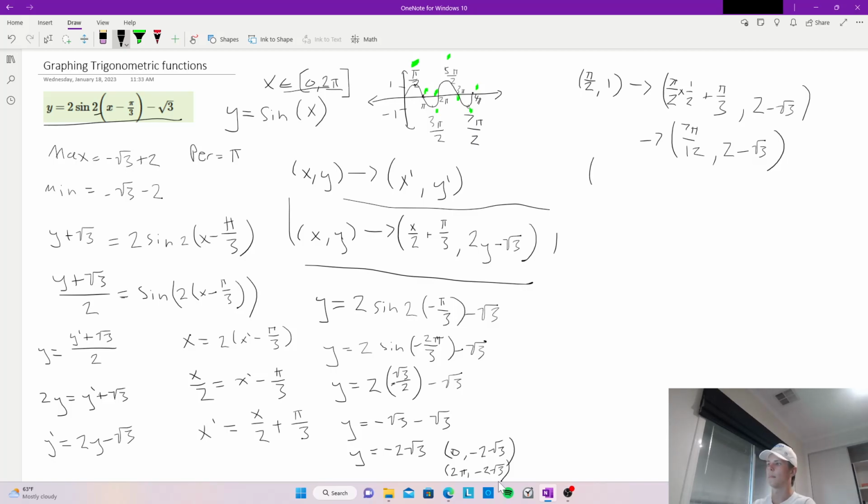So pi, 0. This is going to give us pi on 2 plus pi on 3. I don't know what happened with the other one, why I couldn't figure out what pi over 2 divided by 2 was. It's still confusing me just thinking about it. I don't know why.